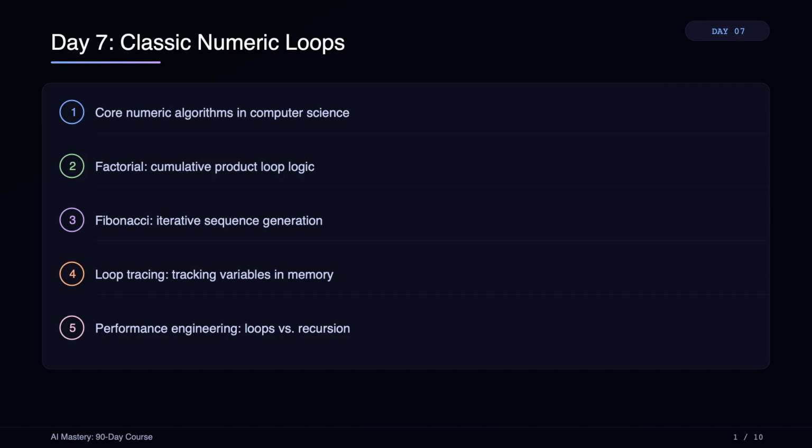Today is day 7, and we are going to explore some of the most fundamental math-based algorithms in computer science, calculating factorials and generating the Fibonacci sequence. These two classic numeric problems are excellent for strengthening your loop logic. Almost every software engineer encounters them in coding interviews, and they are foundational for building AI math libraries.